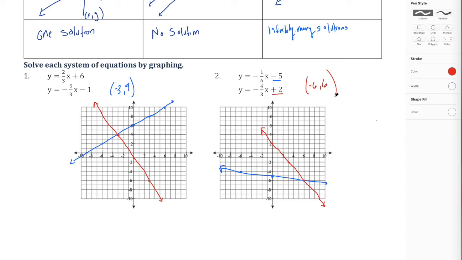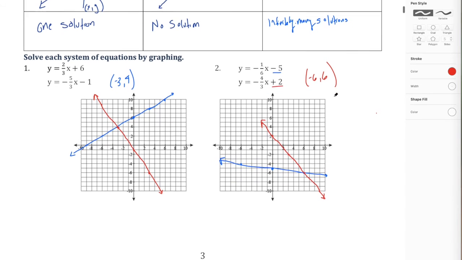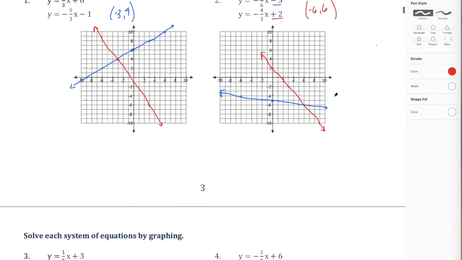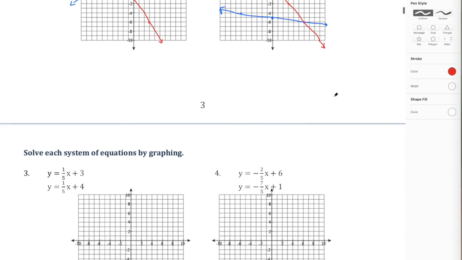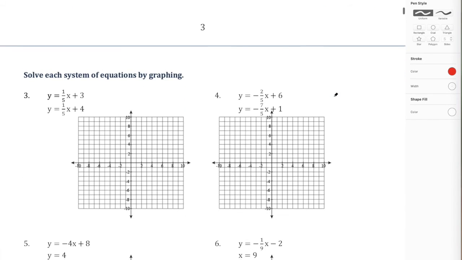These ones were both given in slope-intercept form, the equations, and we found the point where they intersected, and we labeled that point as the solution to the system. Let's just look at a few other situations just to make sure we've covered all kinds of examples here. So let's look at number 3 here.